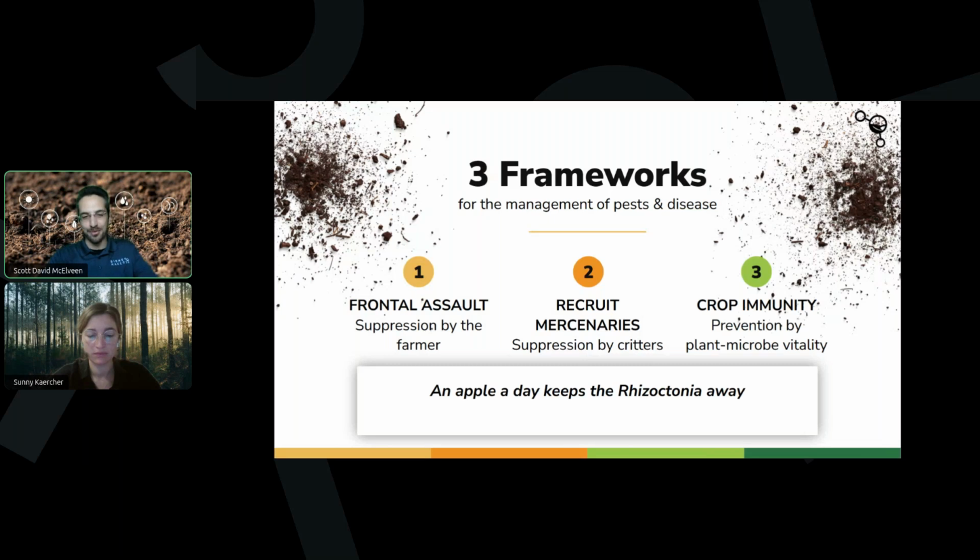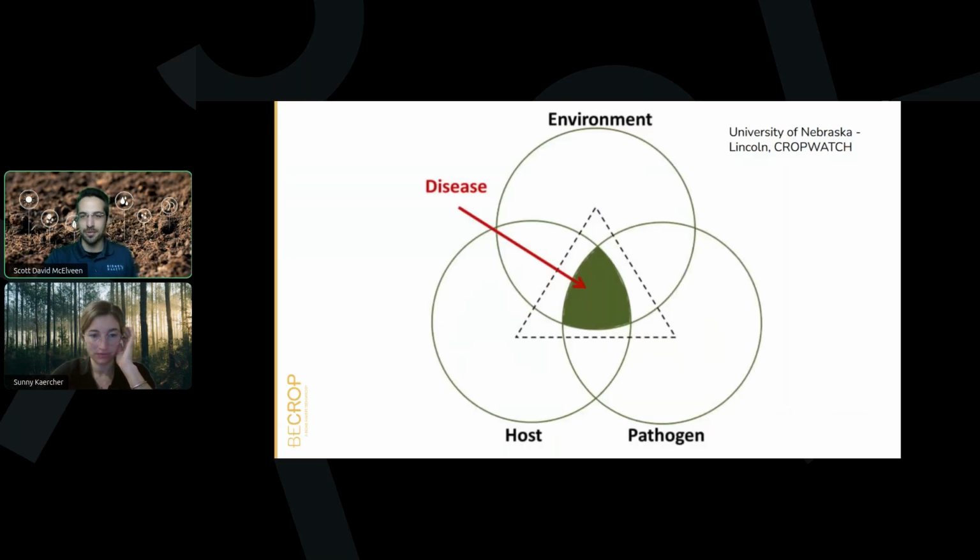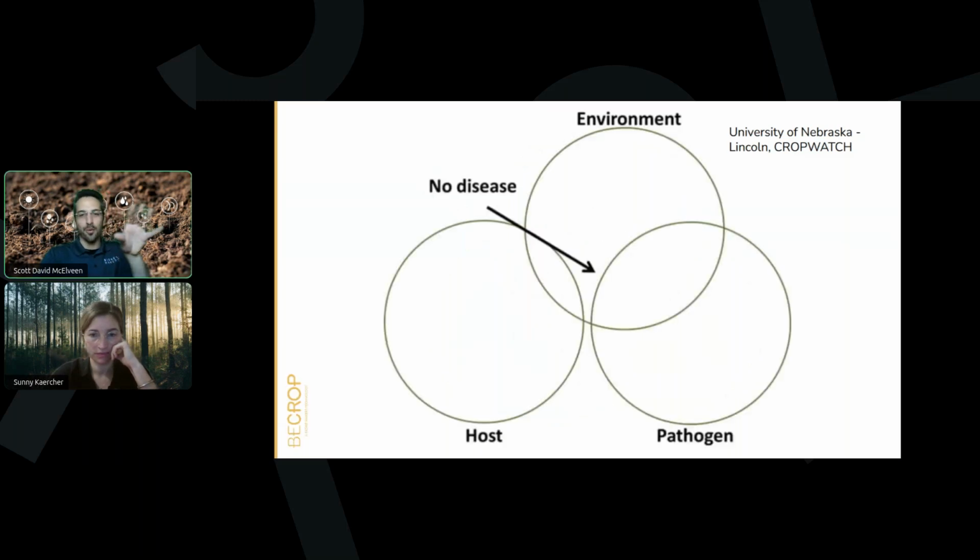The motto would be, an apple a day keeps the Rhizoctonia away, eliminates susceptibility from the disease triangle altogether. Like I said, we need all 3 ingredients to have disease. So I'm going to borrow University of Nebraska-Lincoln's CropWatch Venn diagram image of the disease triangle to show when we pull the host away, it doesn't matter what the environment or the pathogen are.